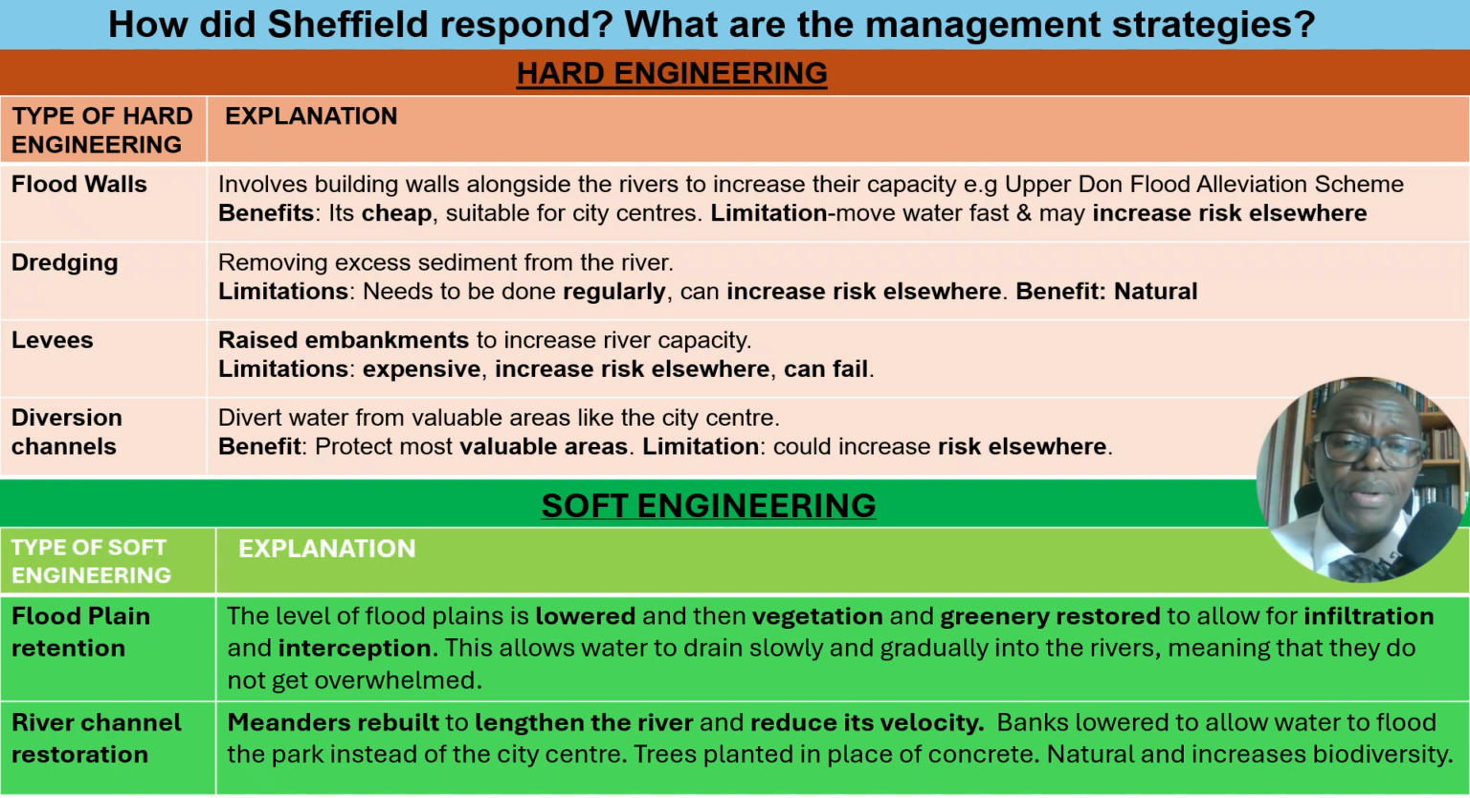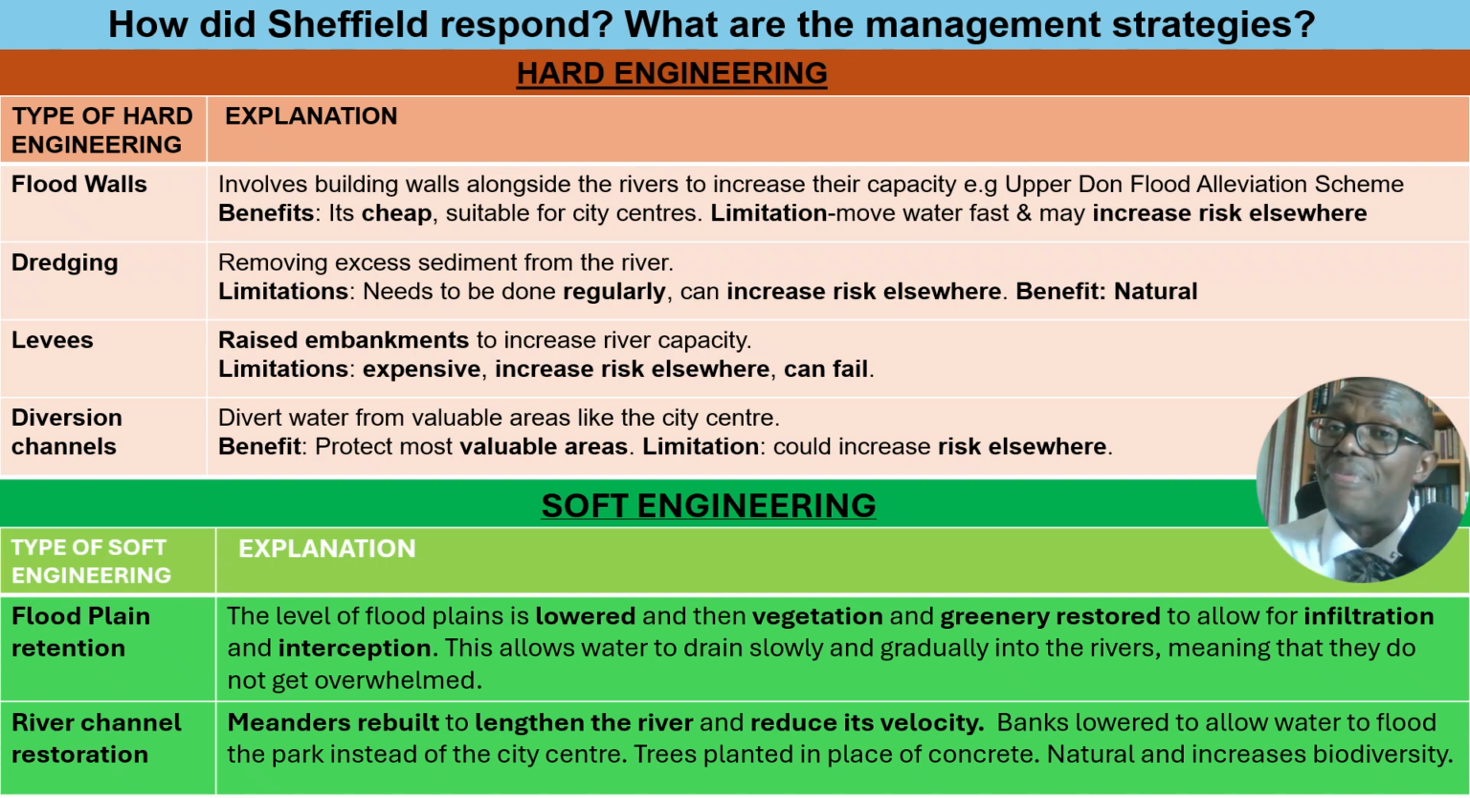So it's cheap and it's suitable for city centers. Okay, because city centers are the ones that require the most protection. And then if we think about it as well, in terms of cost-benefit analysis, the city centers are worth a lot more, so they are worth protecting, and therefore it justifies the cost of putting flood walls up to protect them. Okay, then the limitation is that they move water very fast from this area, because the water now will collect in the river and then drain through the river.